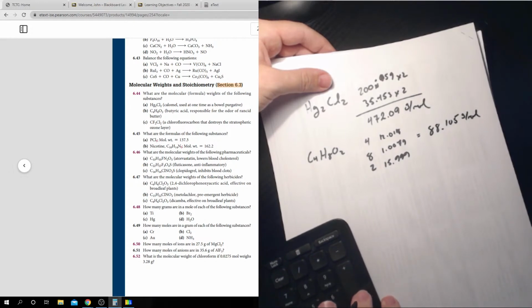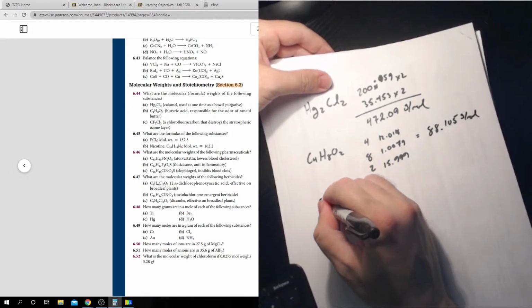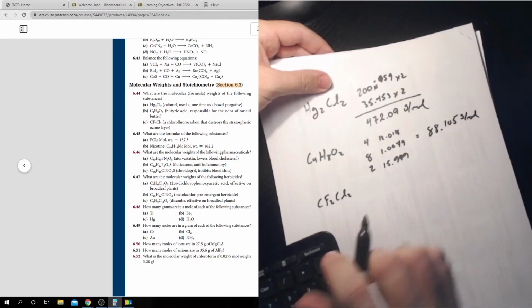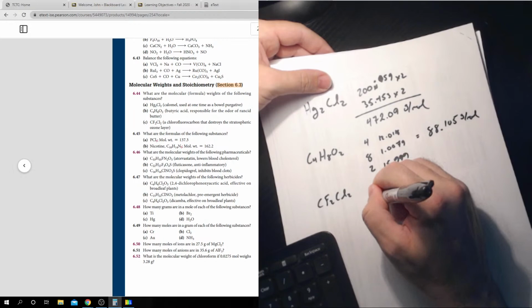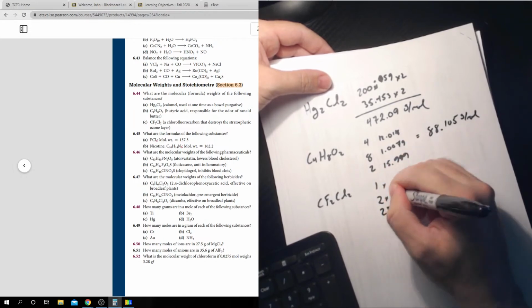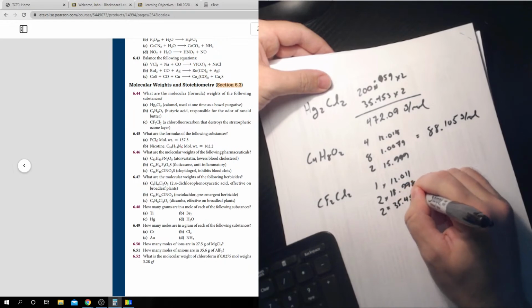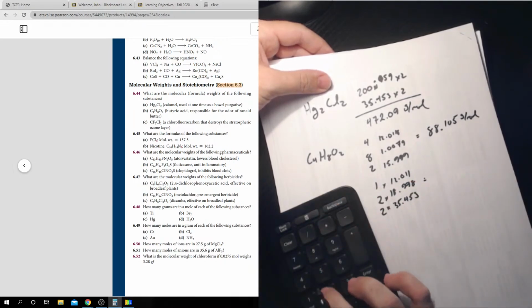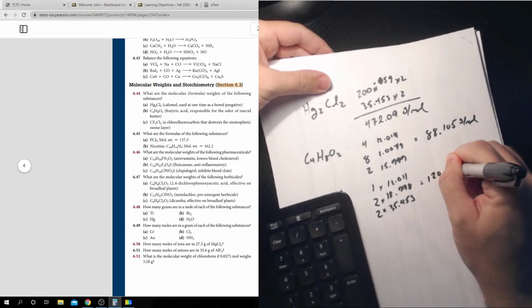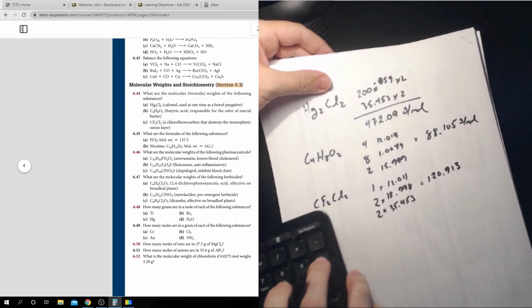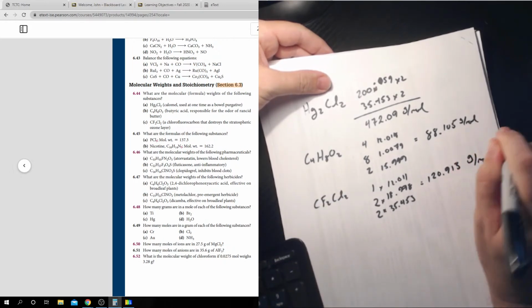Dichloro-difluoromethane, chlorofluorocarbon. CF2Cl2. 1 carbon, 2 fluorines and 2 chlorines: 12.011, 18.998, 35.453. 120.913 grams per mole.